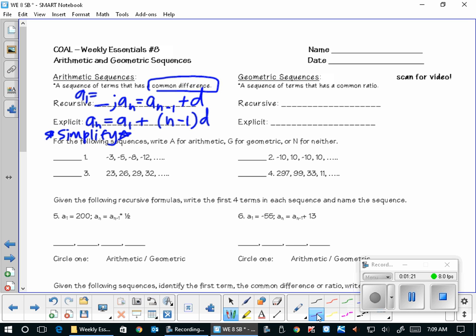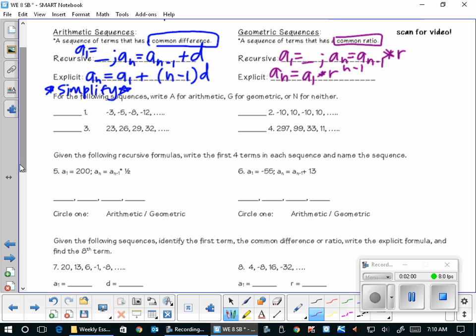Geometric sequences, remember, has a common ratio. That's what you're multiplying by each time. So you always put a sub 1 equals blank, and then a sub n equals a sub n minus 1 times r. And then your explicit formula is a sub n equals a sub 1 times r to the n minus 1. So here are all our formulas that we need. And you don't need to simplify any of the geometric. All right, so let's just see.